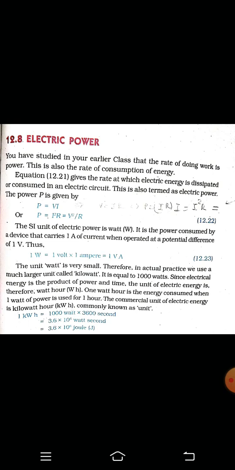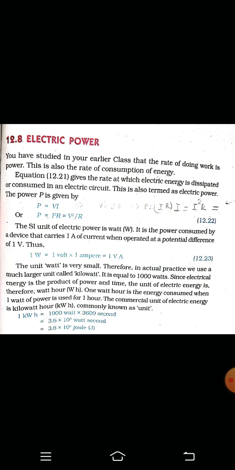The SI unit of electric power is watt. The symbol is W. It is the power consumed by a device that carries 1 ampere of current when operated at a potential difference of 1 volt. Now again, if we want to define 1 watt, then how can we define? What is the formula? P is equal to VI. Now unit of power is watt. Unit of potential difference is volt. Unit of current is ampere. So how to define 1 watt?